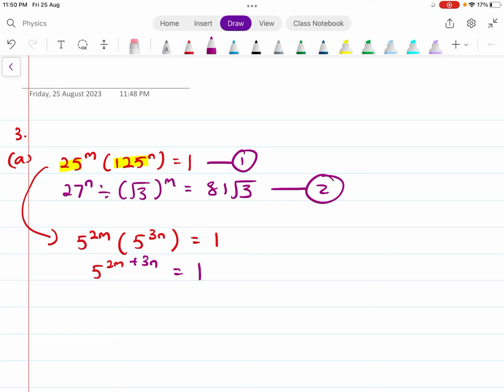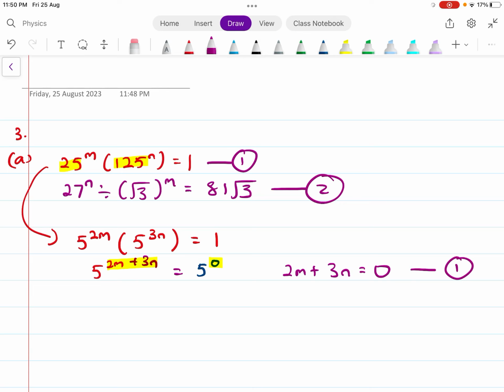So how do I make the 1 into 5 to the power of something? Always remember, anything to the power 0 is 1. So the 1 you can actually write as 5 to the power 0. Now the base you can just throw away, and you just need to compare the power. So the first equation is 2m plus 3n equal to 0. This one I'll just put aside first.